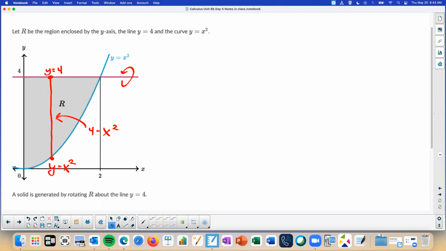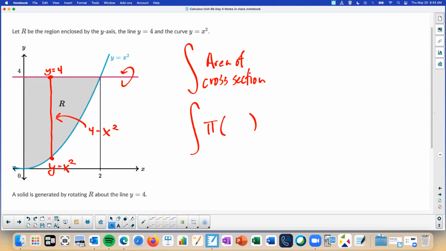Now, if this is rotated, we would still get the circle shape. And our goal is still the same: integrate the area of the cross section. This is the same for all of test 8B, every single question. The cross section is what's different every time. So this one is a circle, so pi r squared. And then this is our radius.